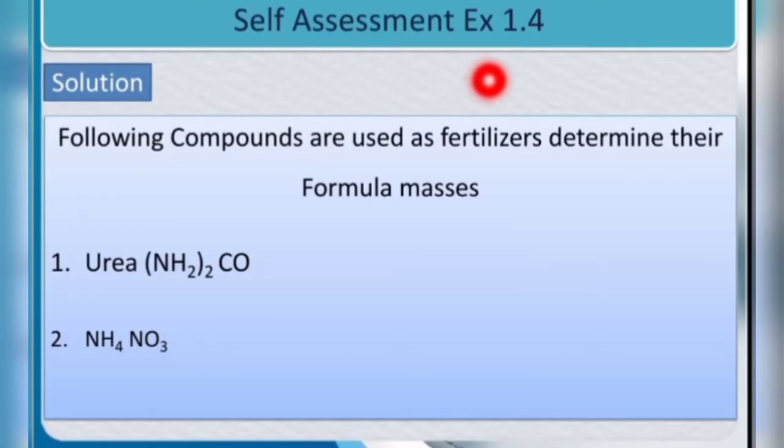Self-assessment 1.4. The following compounds are given to you and these compounds are used as fertilizers and you have to determine their formula masses. First compound, urea. The formula of urea is (NH2)2CO and the second compound is NH4NO3 and you have to calculate their formula masses. So, how to calculate?